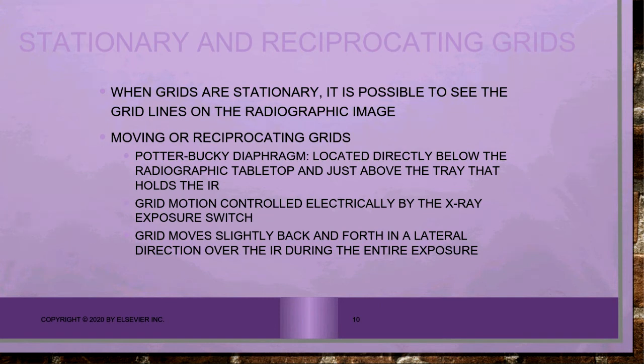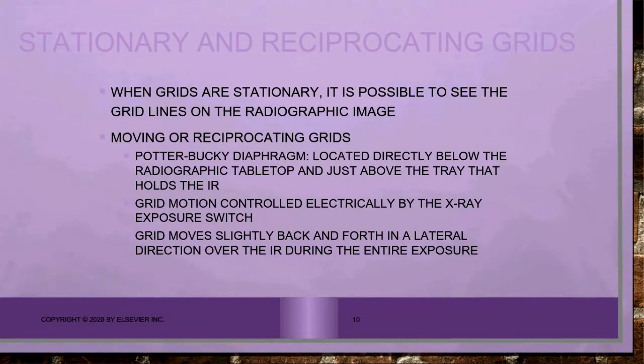So Hollis Potter came along in 1920 and recognized that if he removed one set of strips, making it a linear grid, and he added motion to it, then he could blur out the grid lines that were seen on the image. So Potter came along, he added motion to it, and now technically what this should be called is a Potter-Bucky diaphragm, because Potter improved on Bucky's original design.